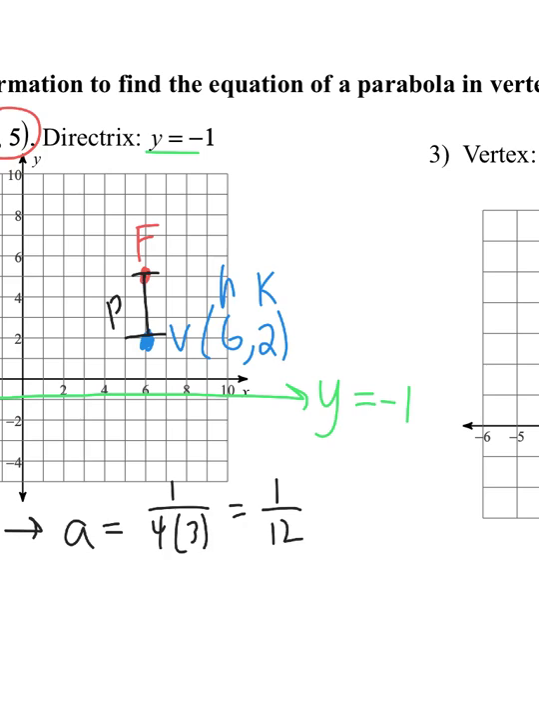Okay, so now we just need to plug this stuff in. We have the vertex and we have the a value. The graph's going to open upward, because if the focus is above the vertex, then the graph opens up, since the focus always ends up inside the parabola. So we know it's a y equals equation. It's going to have a positive a value.